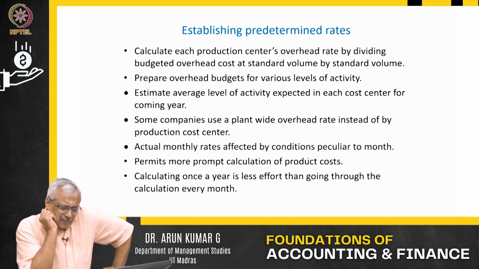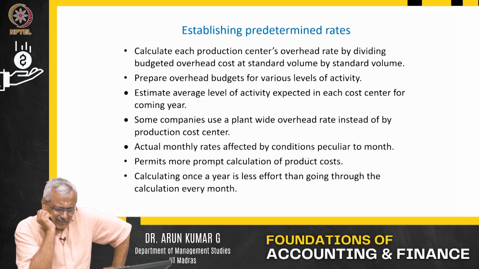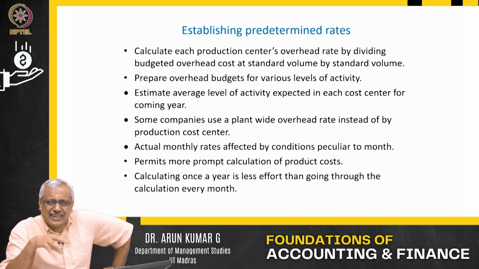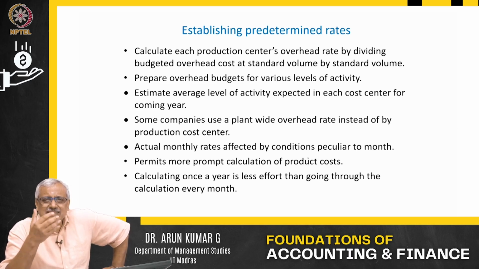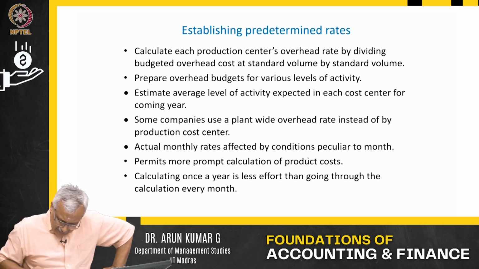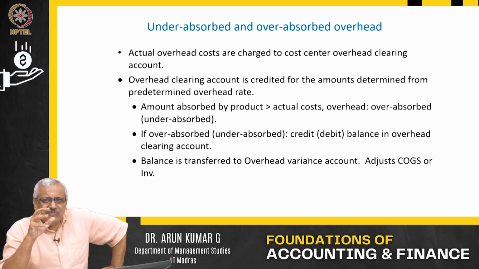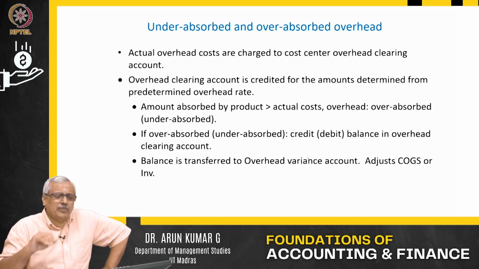So, what happens? Normally these things are calculated once a year, which is less effort than going through calculations every month. So, once a year you basically calculate it, establish the predetermined rates and then go ahead, but this has its own drawbacks. It can also lead to what is called over or under absorption of overheads.